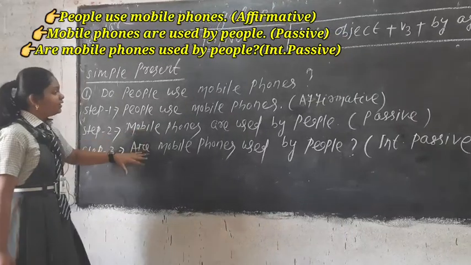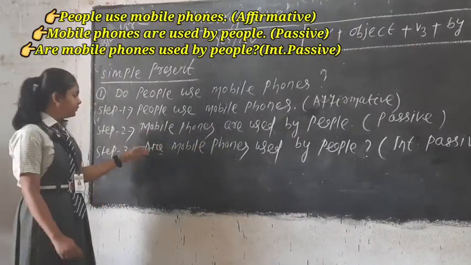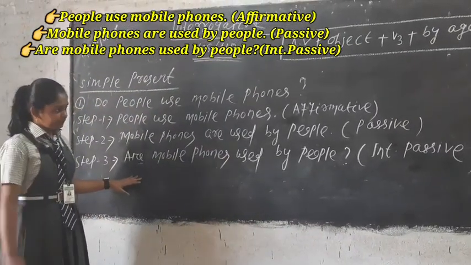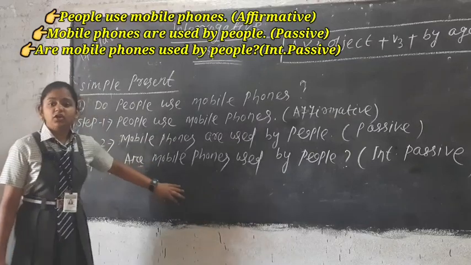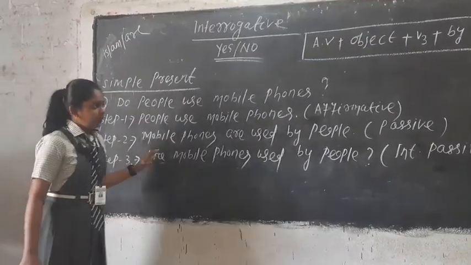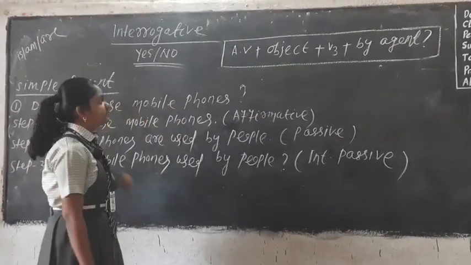Then we just need to interchange the positions of the subject and the auxiliary verb. Are mobile phones used by people? This is the interrogative passive form of this sentence. We can also use this structure to passivize this sentence.